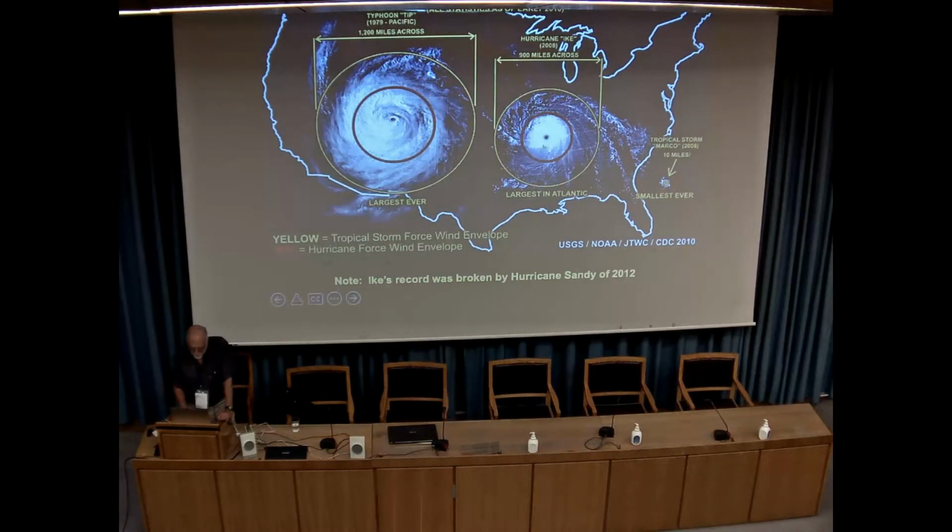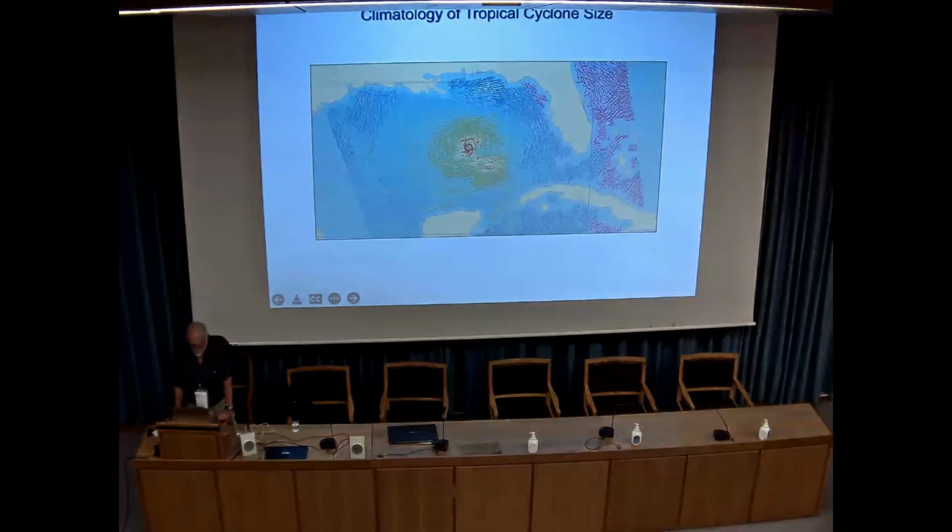So then here's another one, Hurricane Ike, and this is the largest of the Atlantic. They tend to be bigger and stronger in the Pacific. Here's the smallest ever, Tropical Storm Marco, 10 miles across.